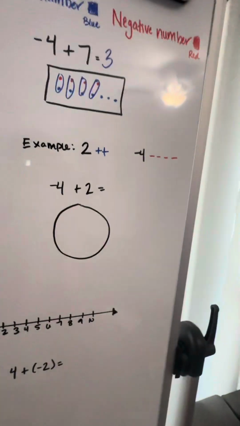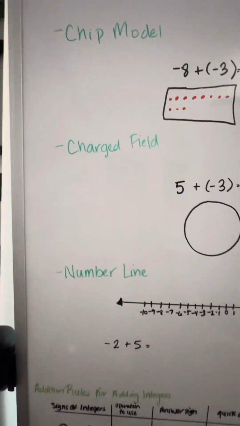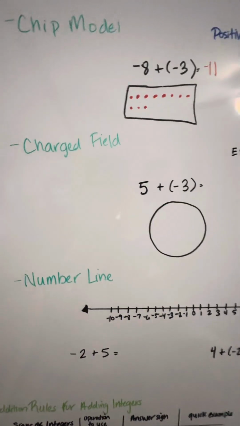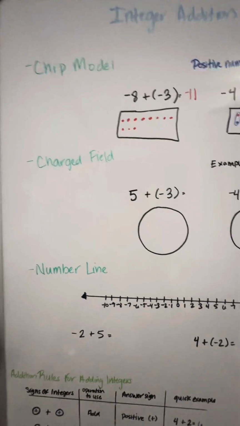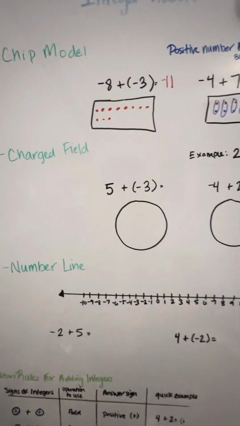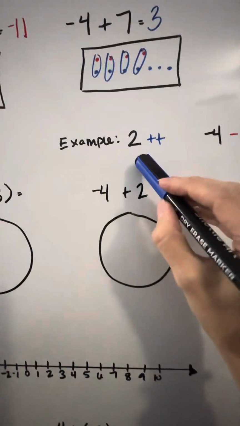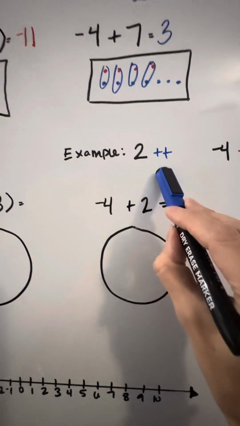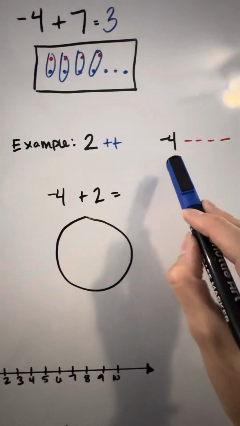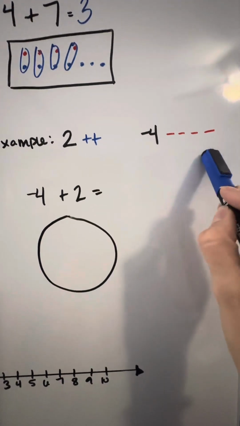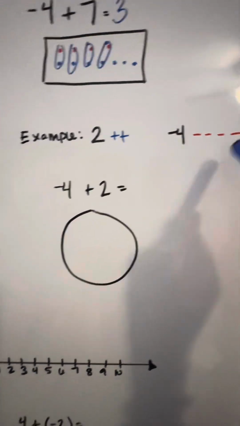Okay, now we're going to show you how to use charge field, which is almost the same as the chip model. The only thing that's different is we use negatives and positives instead. So for example, we have 2, we would do 2 positives. Then for negative 4, we would do 4 negatives. So 1, 2, 3, 4.